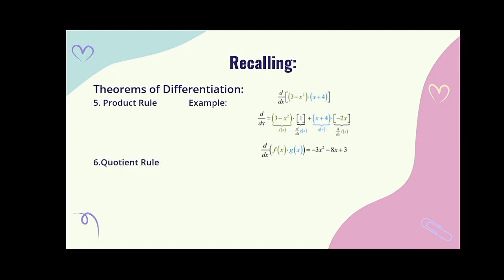So the sixth rule is the quotient rule. For example, we have a formula here, which is u of x over v of x equals the u prime of x times v of x minus u of x times v prime of x, over v of x squared.